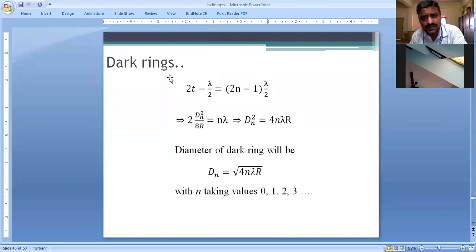Once again, I took the same path difference as 2t minus lambda by 2, and now I'm equating it to (2n minus 1) lambda by 2. Well, somebody may once again argue, why are you taking 2n minus 1? Why don't you do it with 2n plus 1? Yes, you can do it, but this is simpler. Why? Because if you expand this right hand side term, it is 2n into lambda by 2, which is just n lambda, and minus lambda by 2. So this is minus lambda by 2 and this is minus lambda by 2. Both of them will get cancelled. So my expression will be simpler.